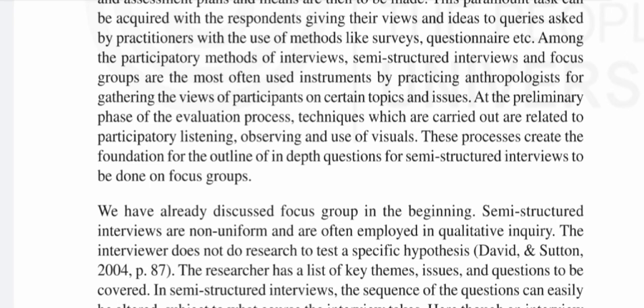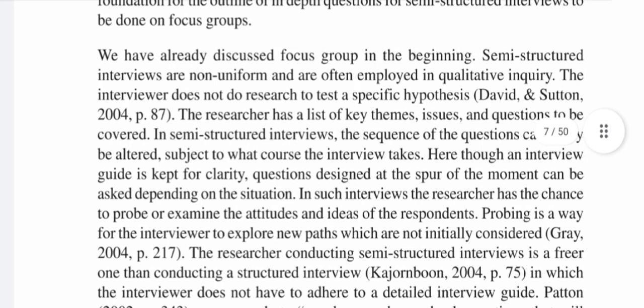Semi-structured interviews are non-uniform and are often employed in qualitative inquiry. The interviewer does not do research to test a specific hypothesis (David and Sutton, 2004). The researcher has a list of key themes, issues, and questions to be covered. In semi-structured interviews, the sequence of the questions can easily be altered subject to what course the interview takes. Here, though, an interview guide is kept for clarity.